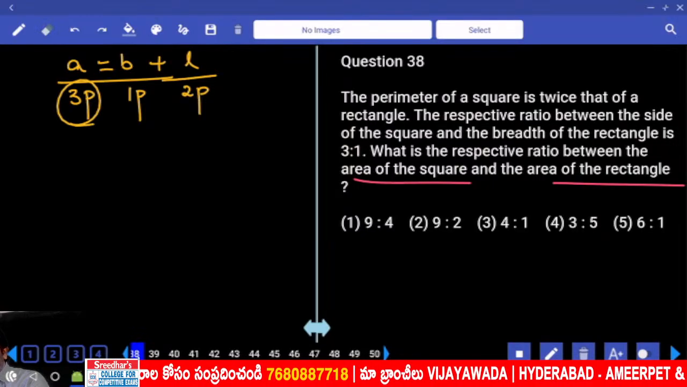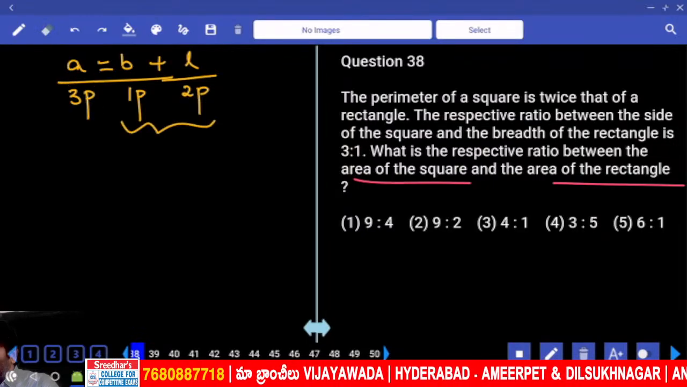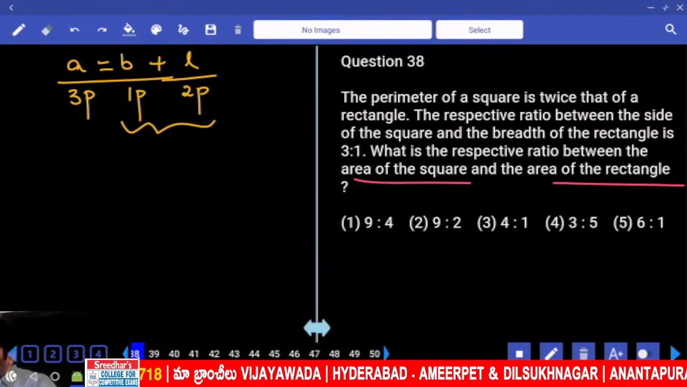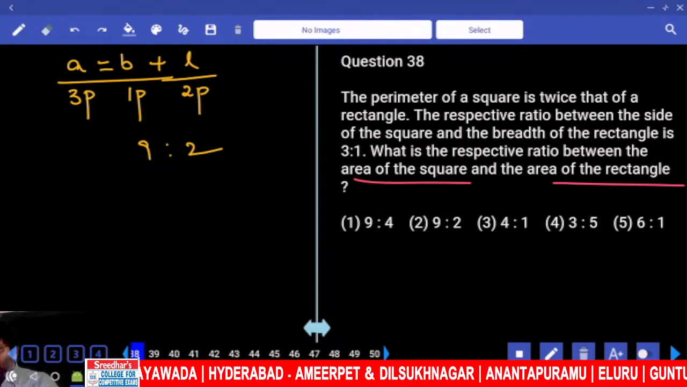Square area is A square, which is 9p square. Rectangle area, length into breadth, is 2p square. P square cancels. The ratio is 9 to 2.